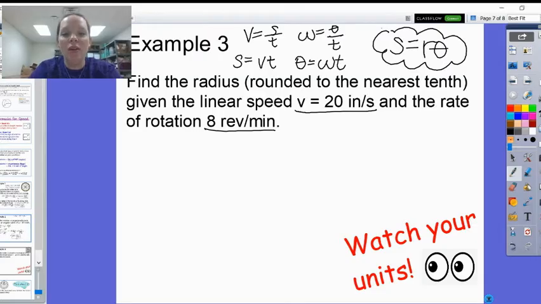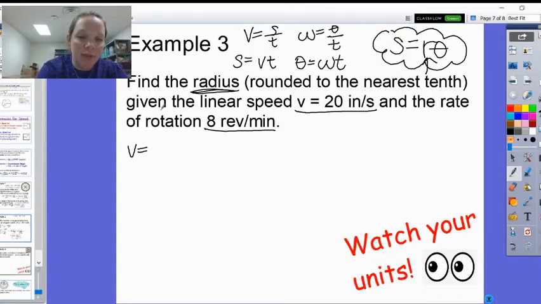So if we want to calculate the radius, or r right here, we just need to know the length that we're traveling in this amount of time and the angle of rotation we're traveling in this amount of time. So we need s and we need theta here. So we can use this linear speed to calculate the arc length, and we can use this rate of rotation to calculate the angle of rotation.